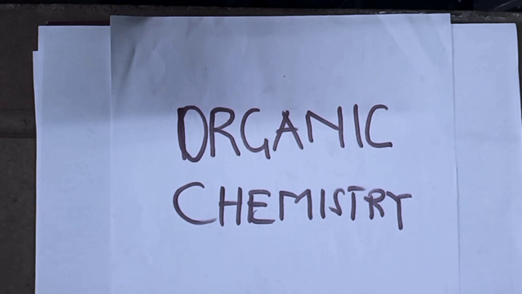What are hydrocarbons? These are organic compounds which contain carbon and hydrogen atoms only. Whenever you see a compound with carbon and hydrogen atoms only, just know that it is a hydrocarbon. Examples are alkanes, alkenes, alkynes, cycloalkanes, cycloalkenes, and so on.